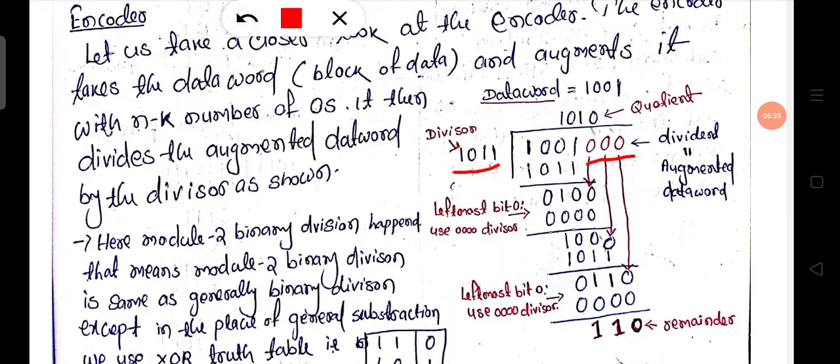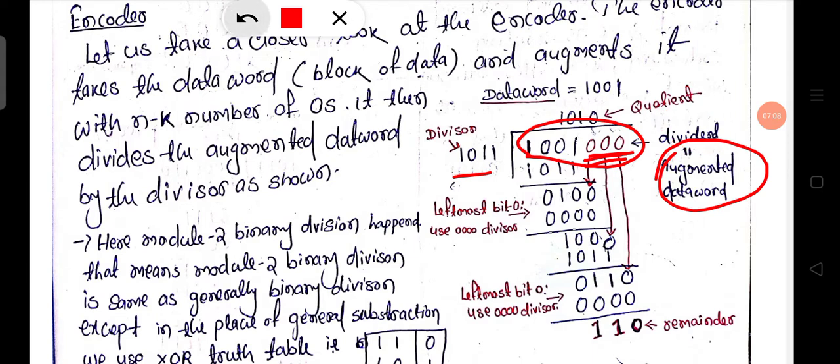This is the formula: the number of bits in the divisor is one greater than the number of zeros added. That means the divisor is given, and from the divisor's bit count we can find the number of zeros and add them to the right side of our data word. That is called the augmented data word, or dividend.